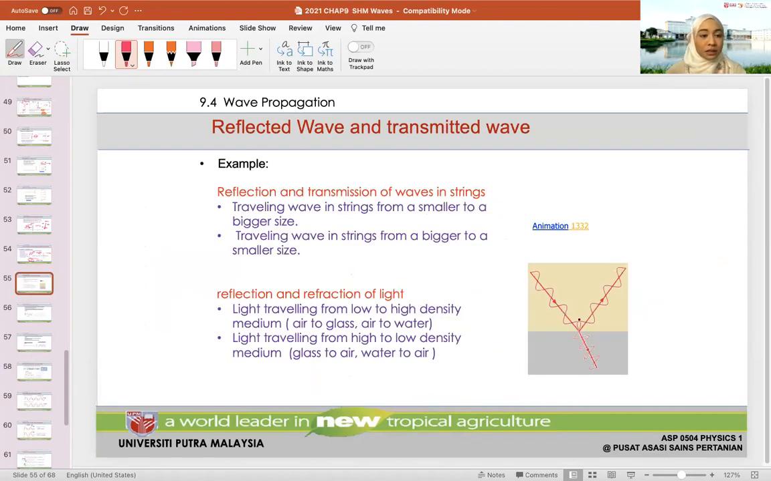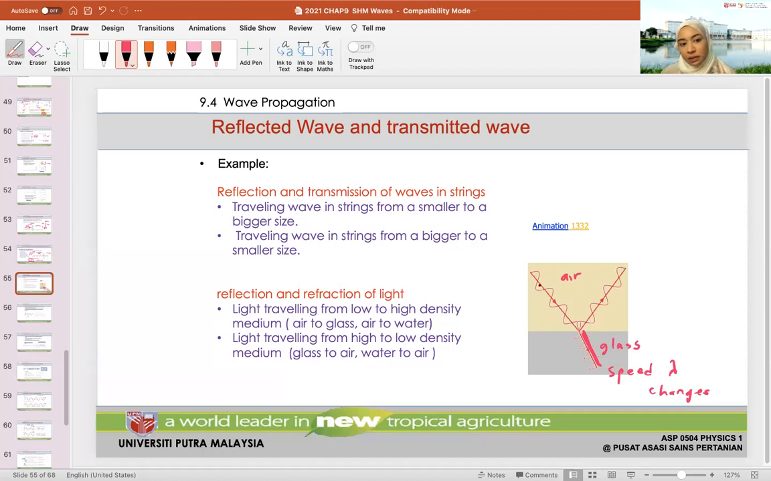Okay. An example of reflected wave and transmitted wave is just like a light wave entering from air to glass medium. You know that it bends. This is because the speed and the wavelength change despite the frequency being maintained. So because the speed and lambda change, that is why you see that bending happening in the glass. It is called refraction. But basically, refraction is the transmission of a light wave.